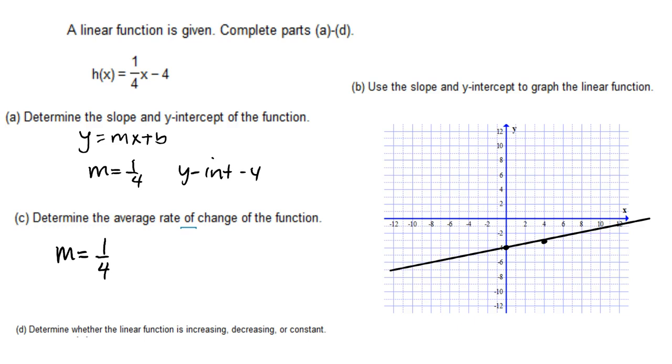Then it says to determine whether the linear function is increasing, decreasing, or constant. If we look at this graph, if we trace it from left to right, the y values are increasing. But we can also tell that this function is increasing based on the value of the slope. Whenever the slope is positive, we have an increasing function. Whenever the slope is negative, you have a decreasing function. And if the slope is 0, you have a constant function. So this is something that works for linear functions. So for this example, we have our function h of x increasing.